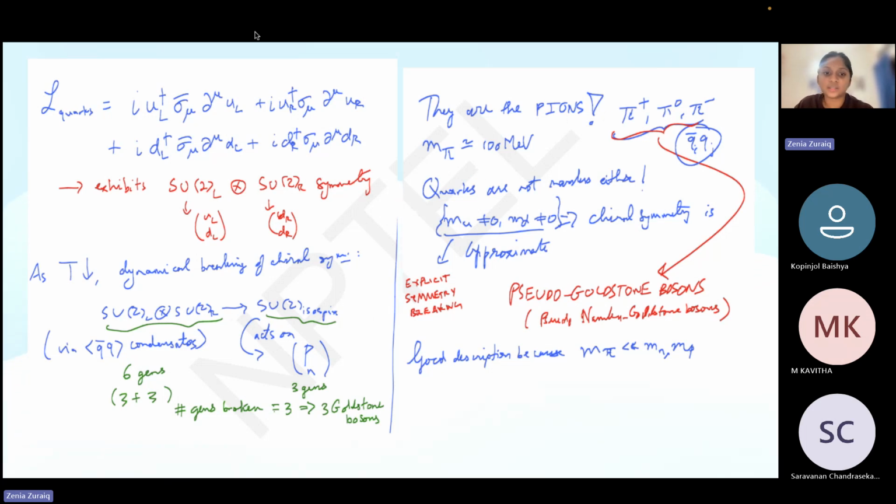Pions, actually, you can do this calculation and predict the mass of the pions by putting back the mass terms after this. That's why there are three pions, which correspond to the three Goldstone bosons, except they are not called Goldstone bosons. They are called pseudo Goldstone bosons because they have some small mass. So basically, mu and md are not zero, so chiral symmetry is approximate. That's why the pions are formed, and they are basically quark condensates.